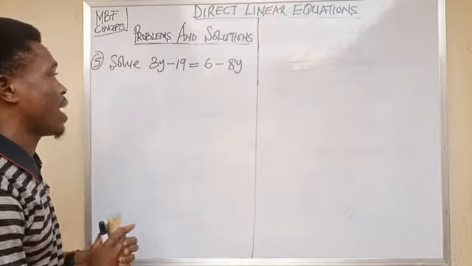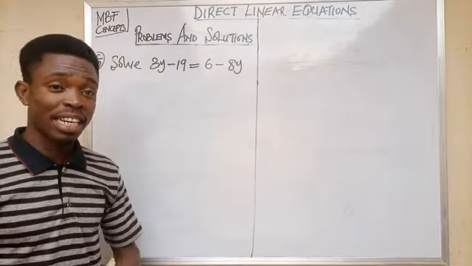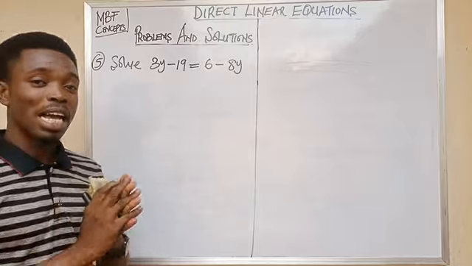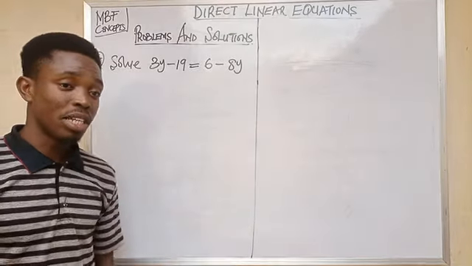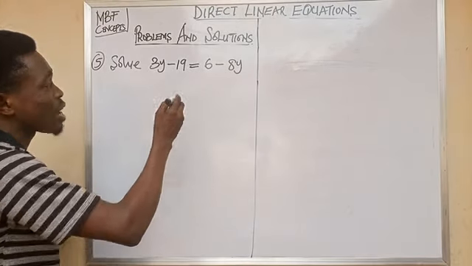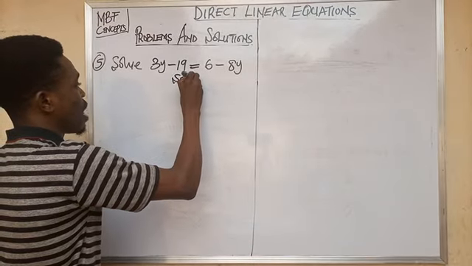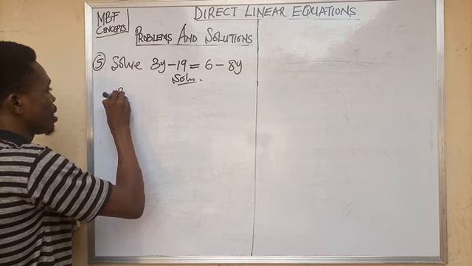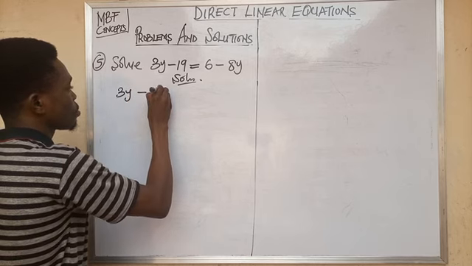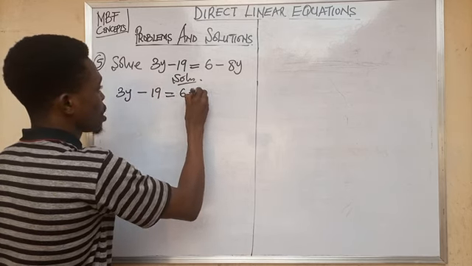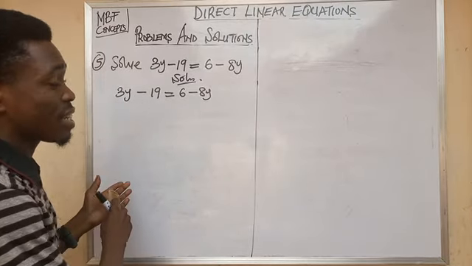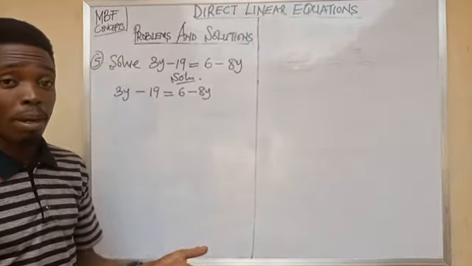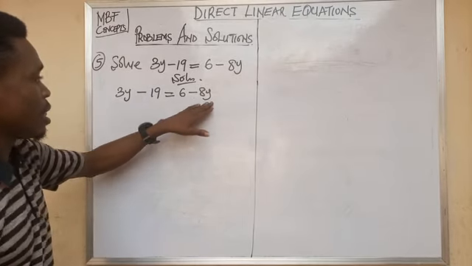Now we have y here. The same way we treated x is the same way we are still going to treat y. The same rule is applicable. Now, what do we do, guys? The first thing we do, as usual, is to have our solution. Then we repeat the question as it was given: 3y minus 19 is equal to 6 minus 8y. Then we identify the left hand side and the right hand side.